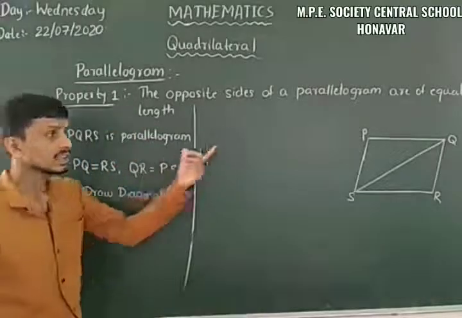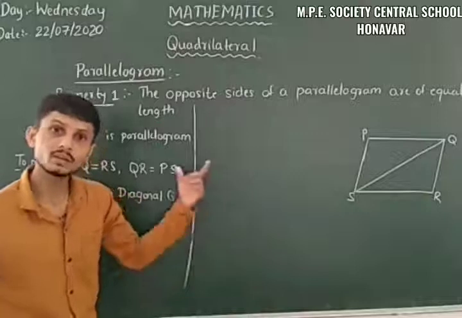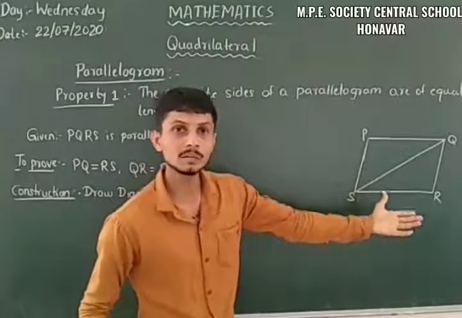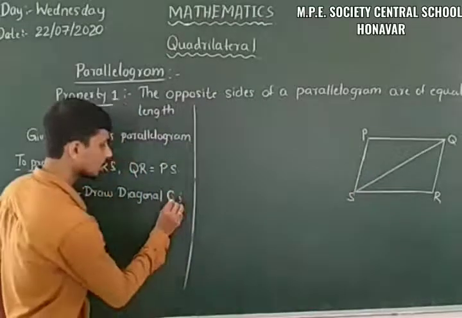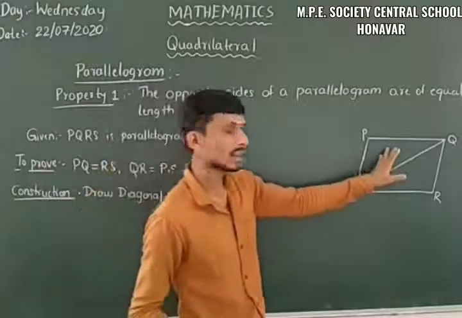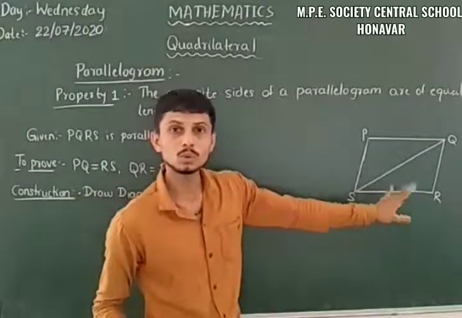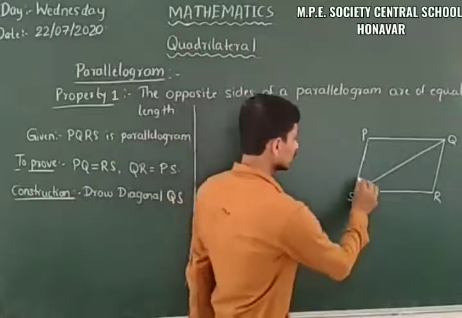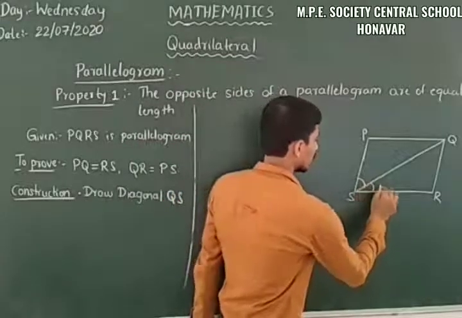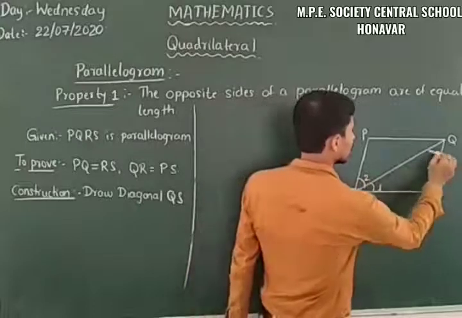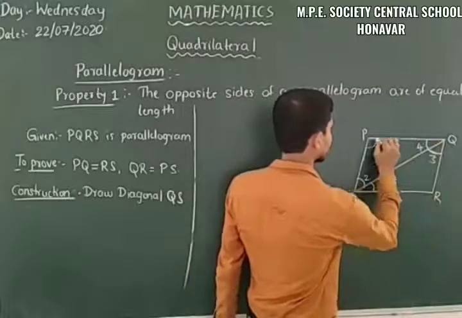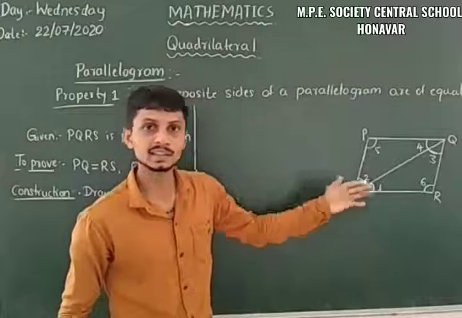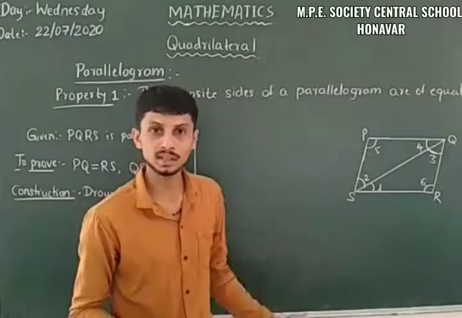With the help of this criterion, we have to prove that the opposite sides of a parallelogram are of equal length. I just drew QS here. The quadrilateral, or parallelogram, splits into two triangles. So I will name some of the angles here: 1, 2, and here 3, 4, 5 and 6. I will name all the internal angles of the triangles and the quadrilateral.